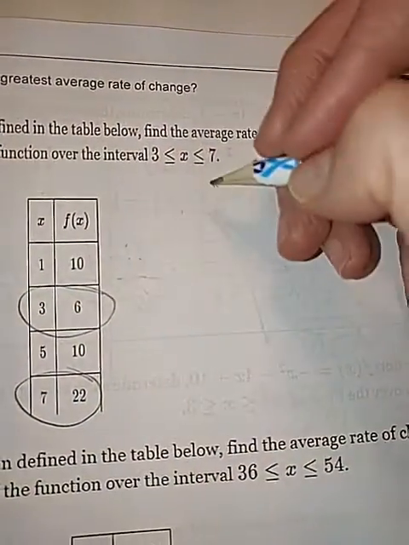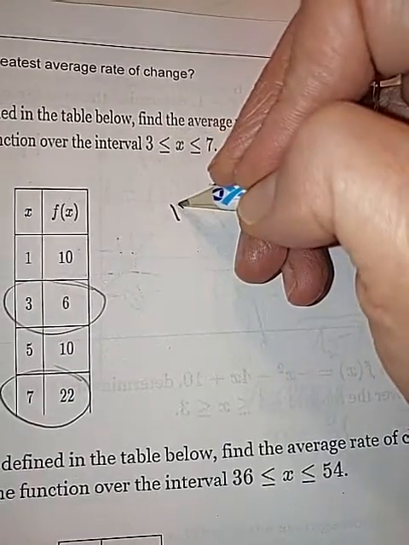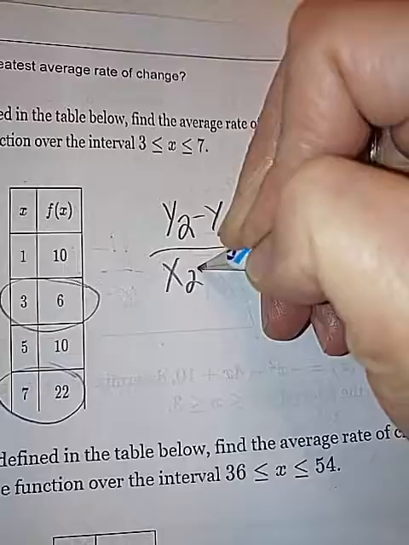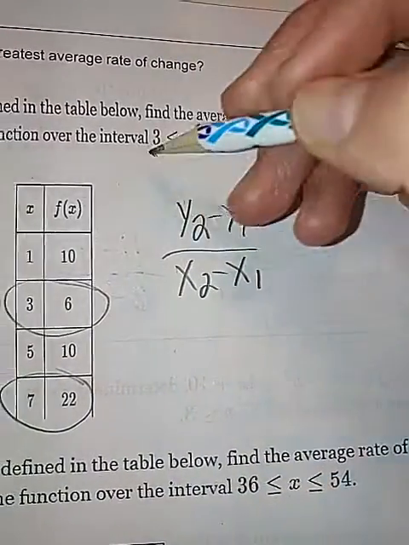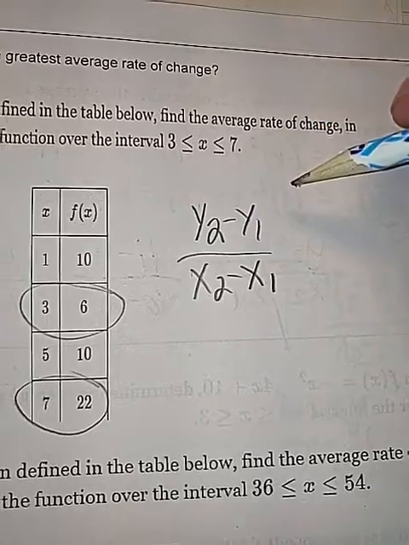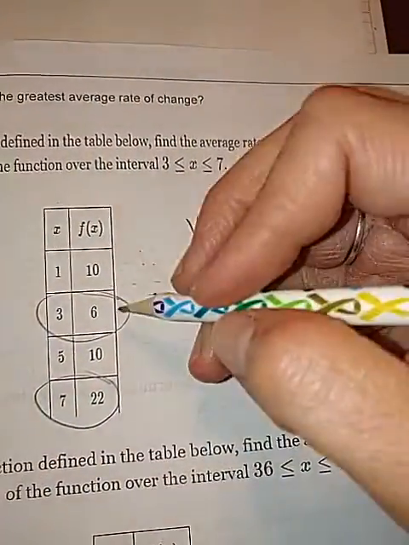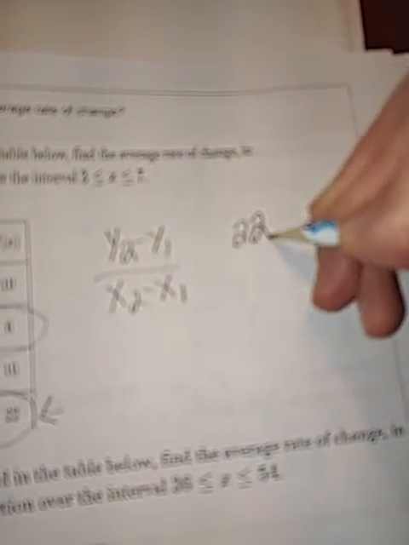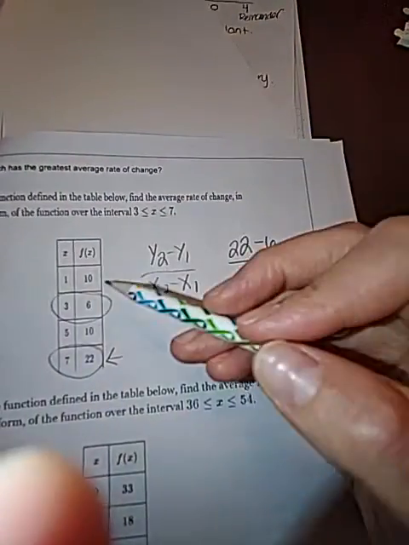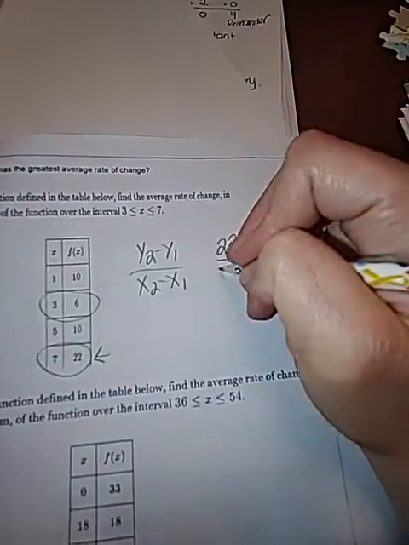So one of the most popular questions people asked me in the survey was, when you are plugging into the slope formula, does it matter which one is y2 and y1? And the answer to that question is it doesn't matter. The only thing that does matter is if you're picking to use 22 first, 22 minus 6, you have to use 7 first for your x.